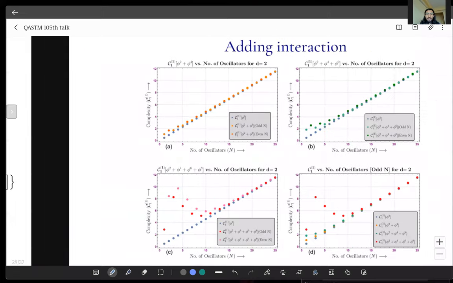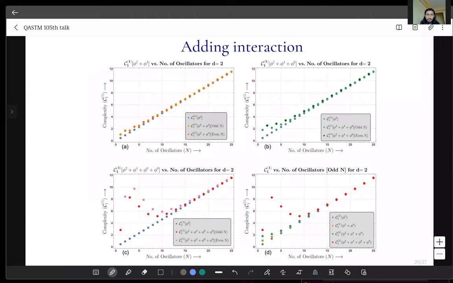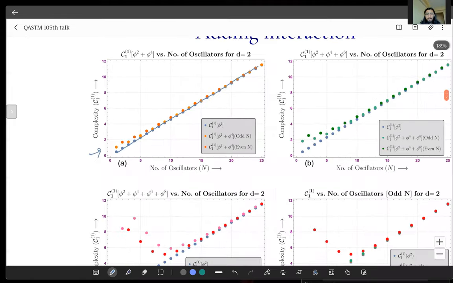So these are our results, what we found. First let me explain the first graph. The blue dots here represent complexity from free field theory.